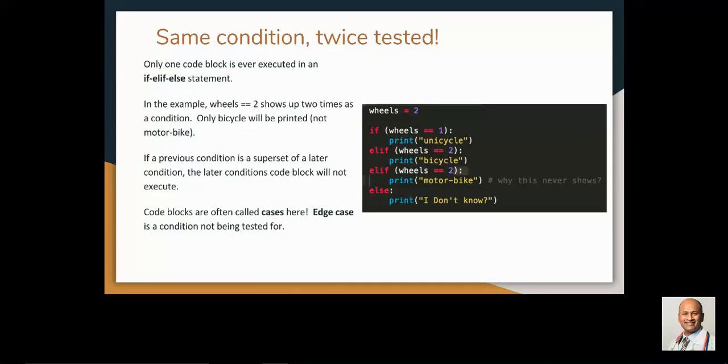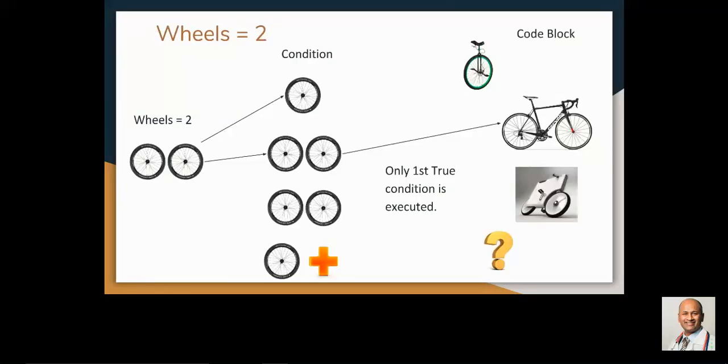And then just to visualize this really quickly, on the left side you have the 2-wheel situation, but this time the test condition, there's 2 cases with 2 wheels. Only the first one actually gets executed. So the poor motor bike never gets touched ever. It might as well be code that doesn't exist.